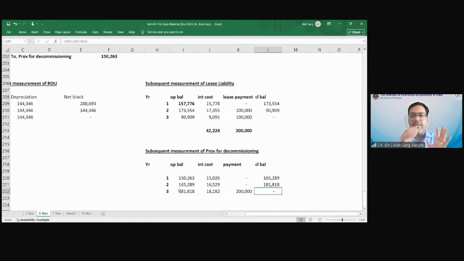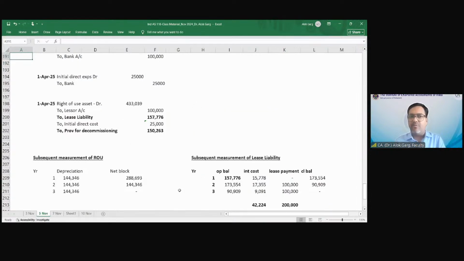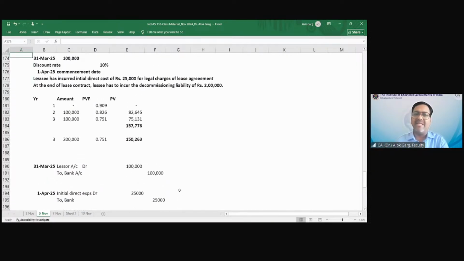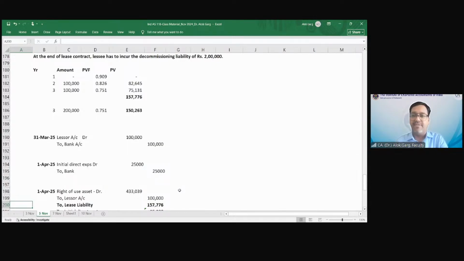So have you understood this entire commencement date accounting, which is right of use asset to lease liability, how to account for your initial direct cost, how to account for amount paid on or before the commencement date, how to account for provision for decommissioning on the commencement date. Then there is a subsequent measurement like depreciation, interest cost, right? And how will you account for the subsequent accounting entries? So with the help of these entries and the calculation, I believe you are able to have an effective revision of this Ind AS 116 lessee accounting.